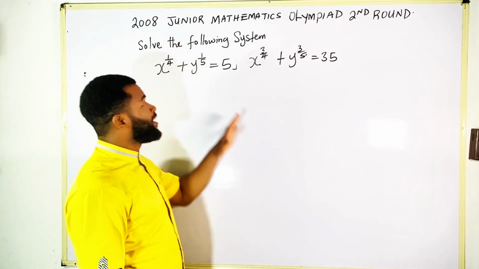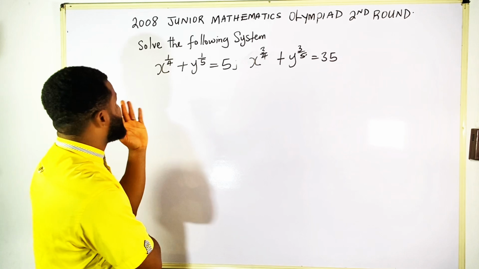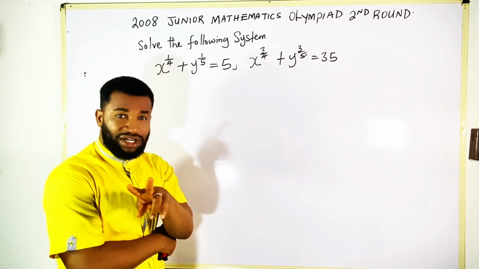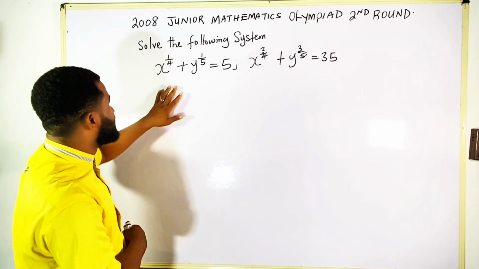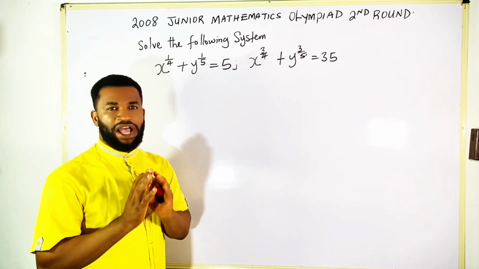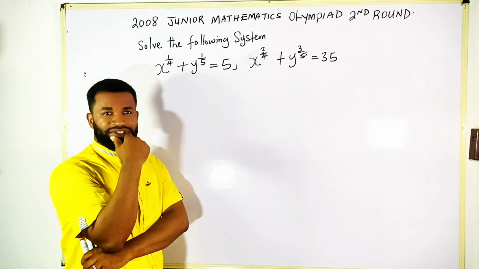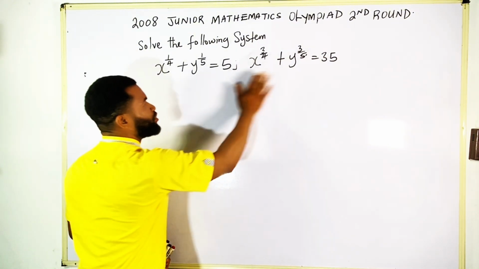All right, let's have this question, 2008 Junior Olympiad Mathematics second round. And I think this is number one question. So in this number one question, we are going to apply a whole lot of technicality in order to be able to resolve this. And remember, this is a simultaneous equation.